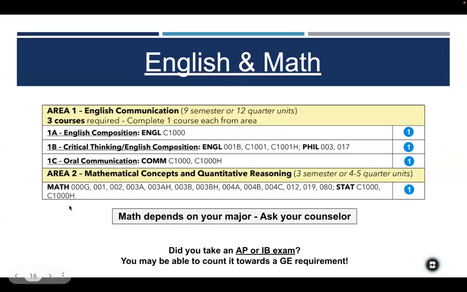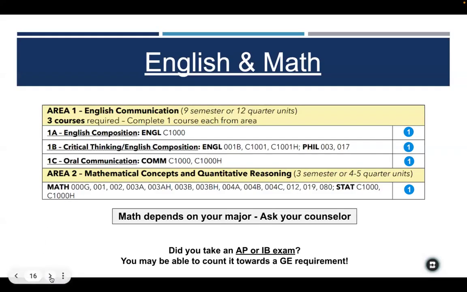The UC, highly similar, but slightly different. The UC requires something called the seven course pattern. The seven course pattern is going to be similar. It's going to be Area 1A, English composition, Area 1B, critical thinking English composition, Area 2, math. So we've got three classes there.